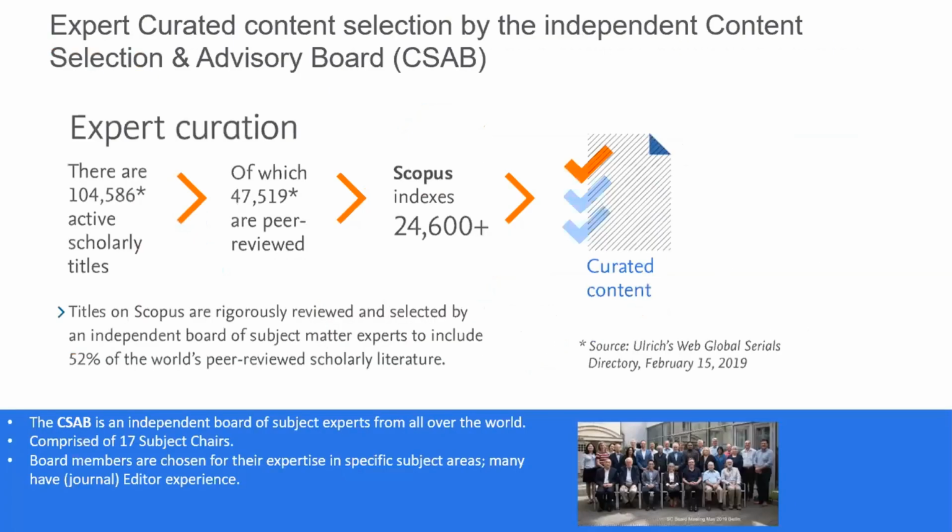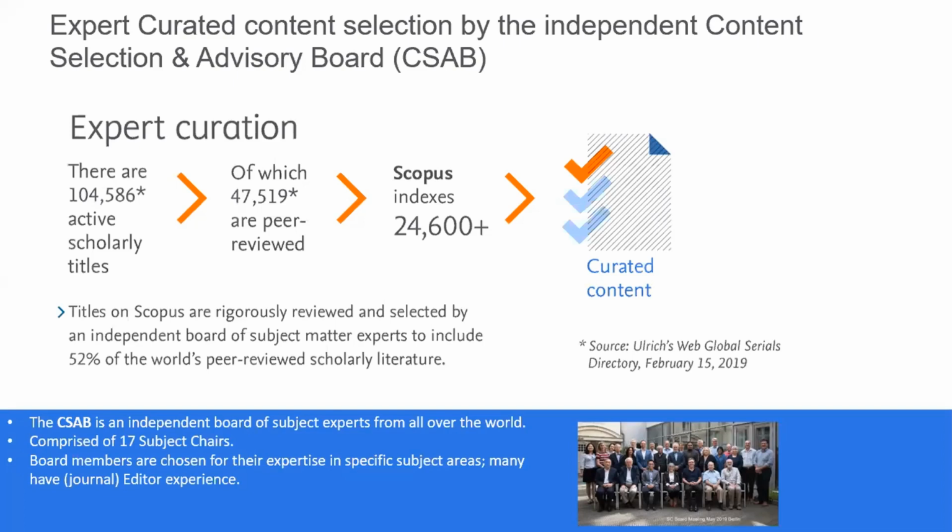So the Scopus database is governed by an external and independent content selection and advisory board committee. The CSAB committee comprises 17 subject chairs, and those are experts all over the world, well-established researchers in the field. They were selected because of their knowledge. The committee meets several times per year, the last 2 years virtually, but we hope that will change and they will start meeting in person again.